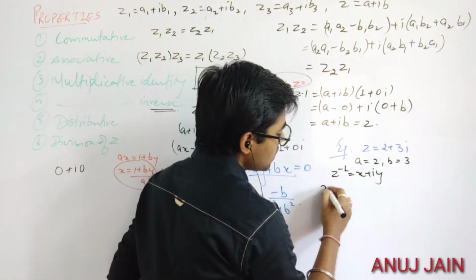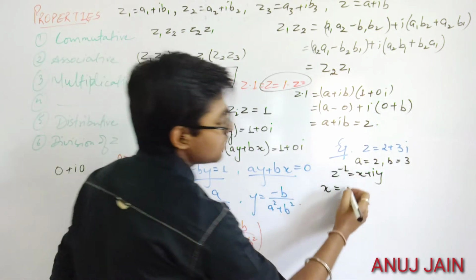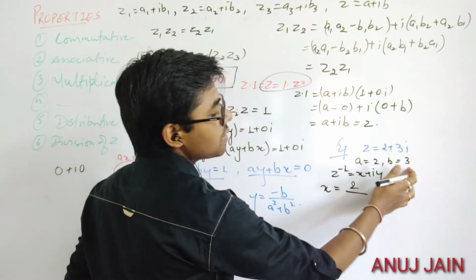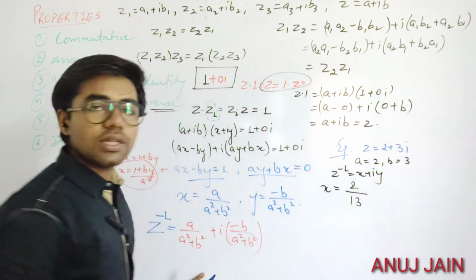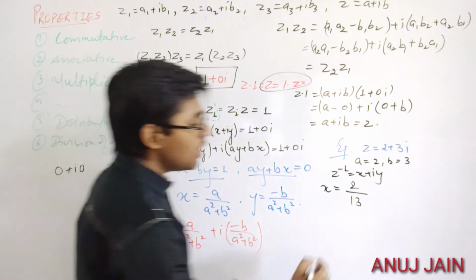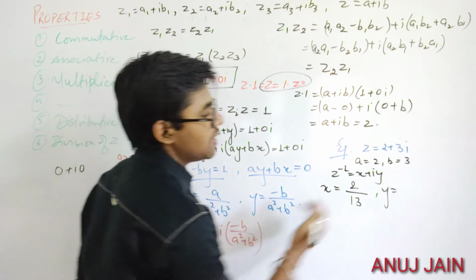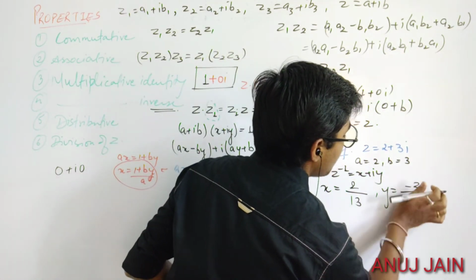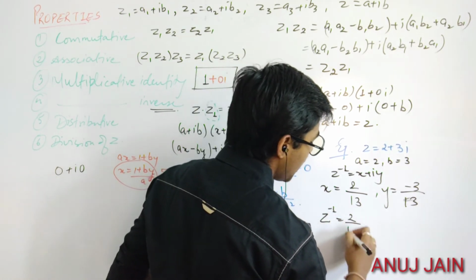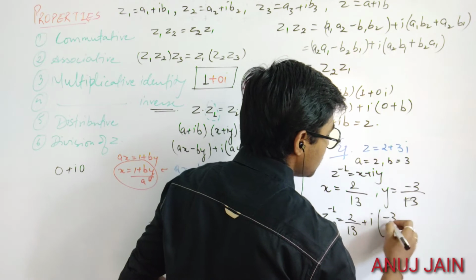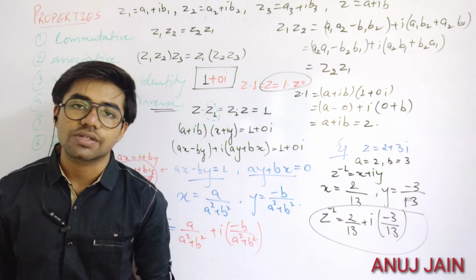Okay, so x is equal to a upon a square plus b square. a is 2 upon 2 square plus 3 square, 4 plus 9, which is 13. So 2 by 13. Similarly for y, it is negative b upon a square plus b square, 4 plus 9 again 13. So z inverse is equal to 2 by 13 plus i times minus 3 by 13. This is the value of the inverse.